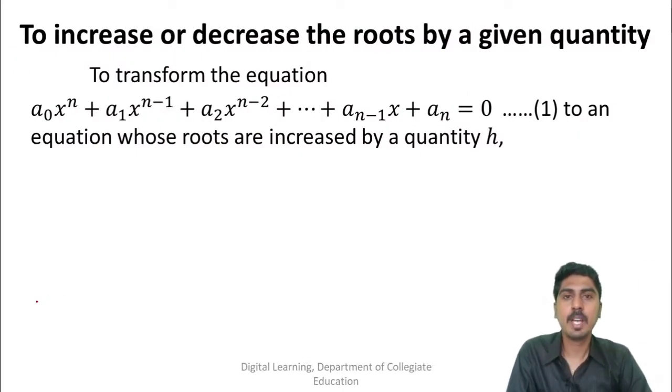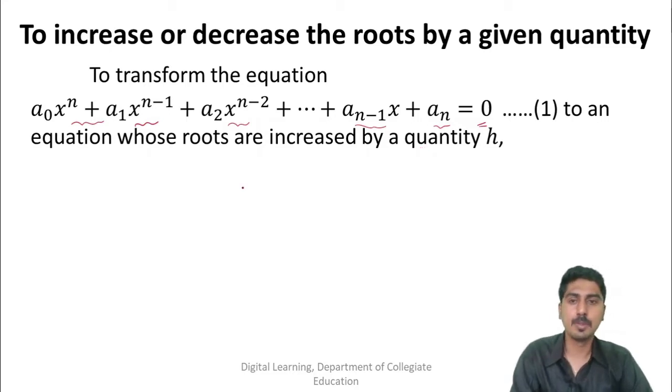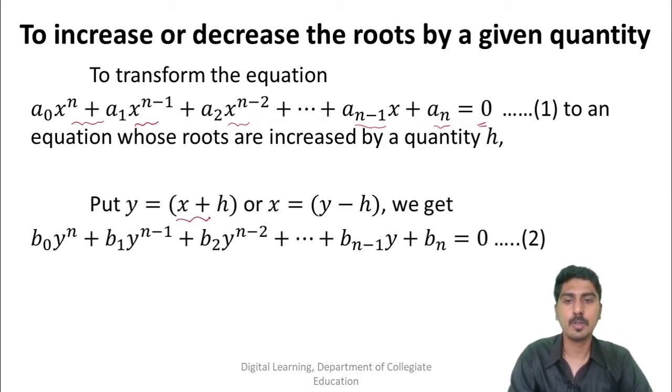First, we shall see how to transform an equation to an equation whose roots are increased or decreased by a quantity h. Suppose a0 x^n + a1 x^(n-1) + a2 x^(n-2) etc. + an = 0 is a polynomial equation. To increase the roots of this equation by a quantity h, we substitute y = x + h, or x = y - h.